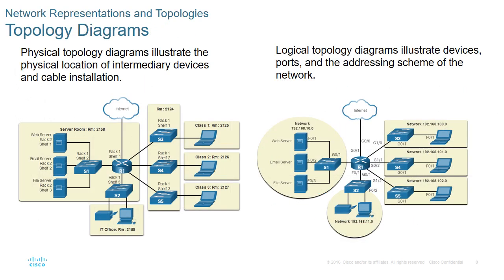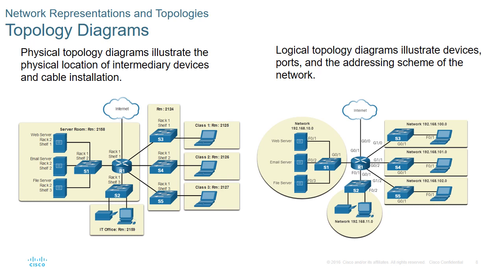Topology diagrams. Topology diagrams are of two types. One is physical topology diagram, the other one is logical topology diagram. Physical topology diagram illustrates the physical location of the devices, end devices as well as the intermediate devices and cable installation. If you see this diagram, the physical topology diagram represents the physical location or geographical location of each device.